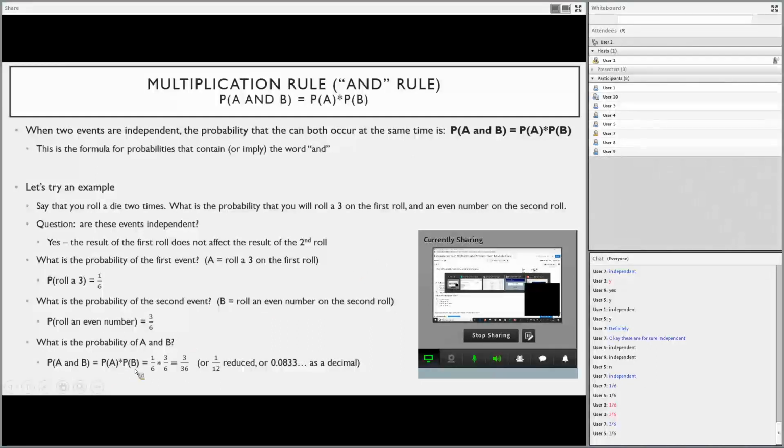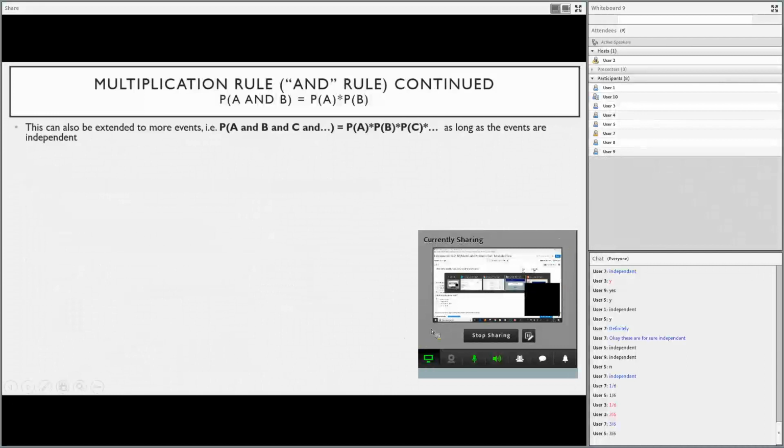So then what's the probability of A and B? Well, we're going to apply that formula, right? So the probability of A and B is just equal to the probability of A, that was the first event, times the probability of B, which was the second event. The first event we said had a probability of 1/6, so I plug that in here. The second had a probability of 3/6, so I plug that here, and I multiply, and I get 3 out of 36, or 1/12 if you reduce the fraction, or 0.0833, etc. as a decimal. Any questions about that?